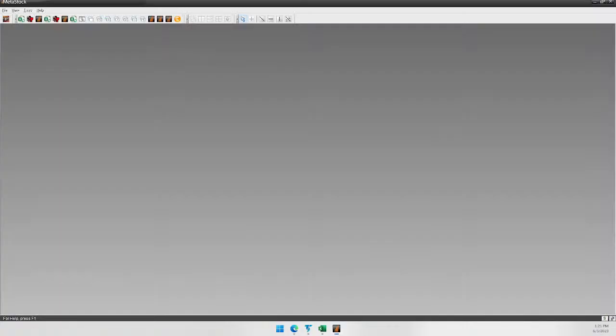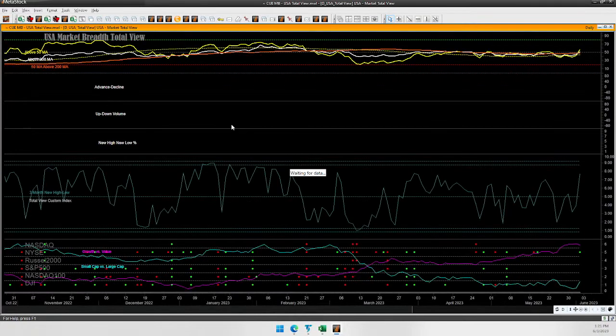Now let's look at the internal health check, the very useful market breadth total view, a single chart view of what is going on inside the market.